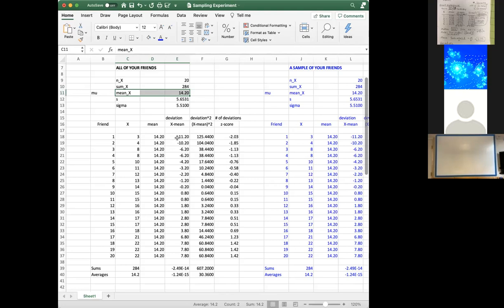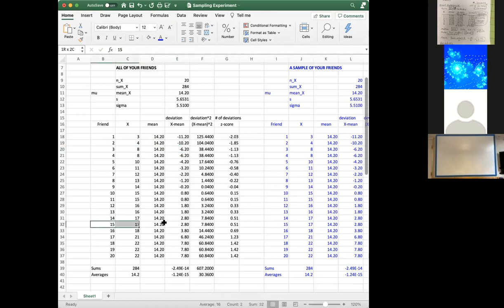But now let's go and look at the deviations again. How about this person that only had $3? Well, he has got $11.20 less than the average. What about the person that has $4? She has $10.20 less than the average. I just told the Excel spreadsheet to calculate 4 minus 14.2. I did that with a formula called C19 minus D19. C19 is the blue cell, D19 is the red cell. And then I told the spreadsheet to do that all the way down.